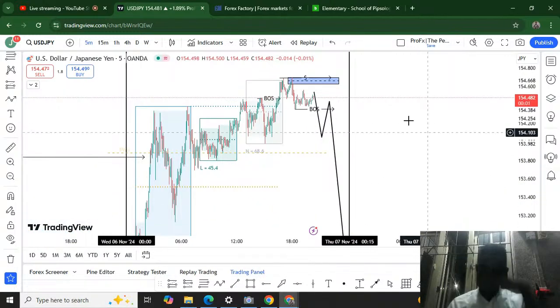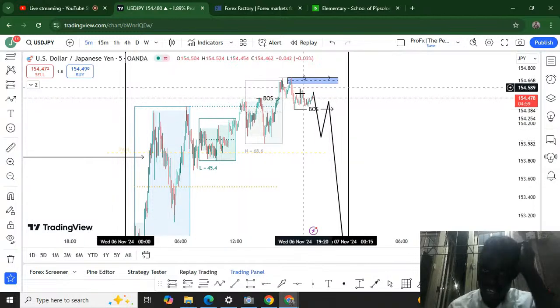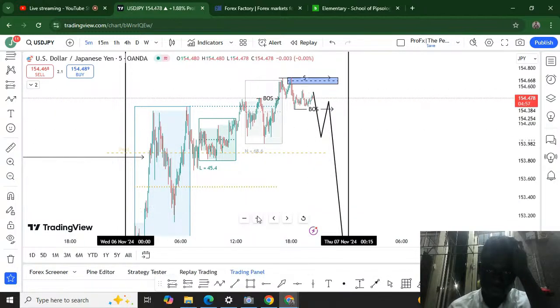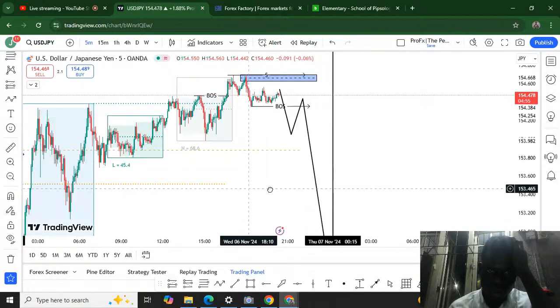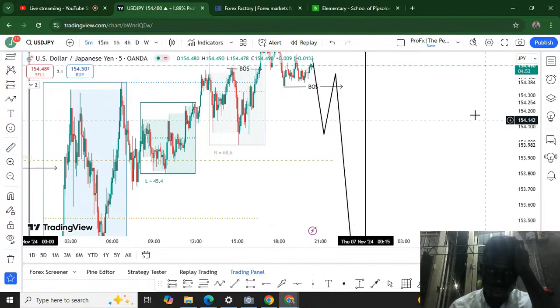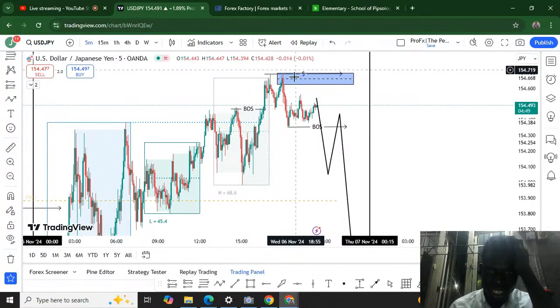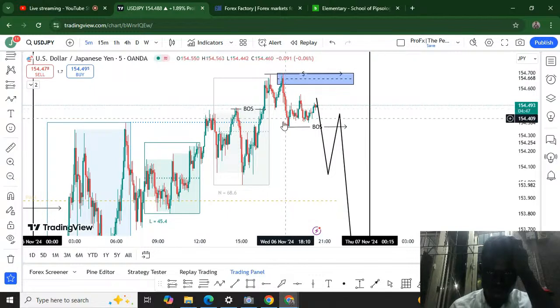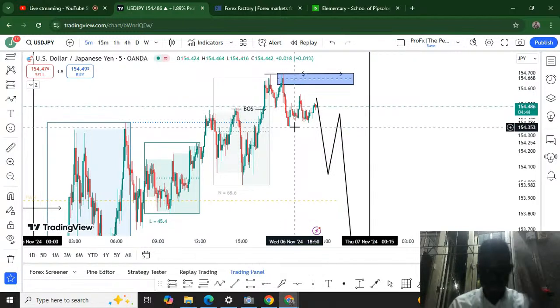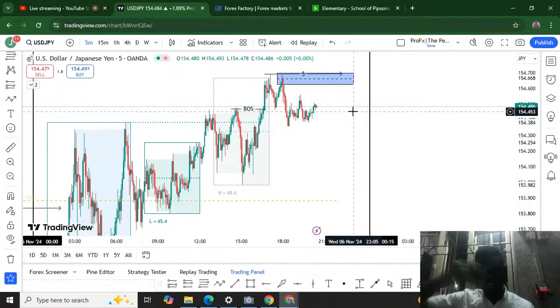Because we have been in the overbought area. Everything happening here is internal structure. This break of structure is internal. So we need to see a proper break of structure to the downside.